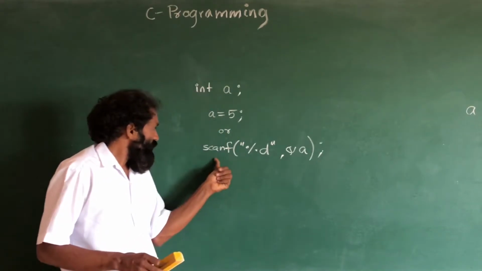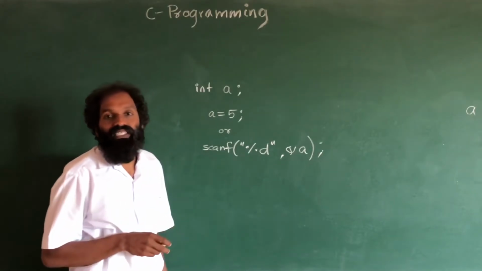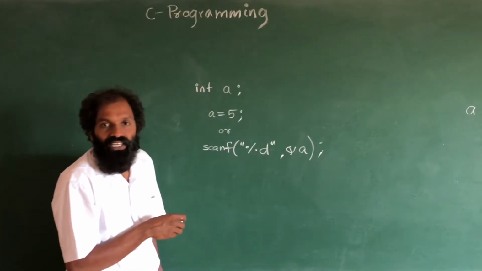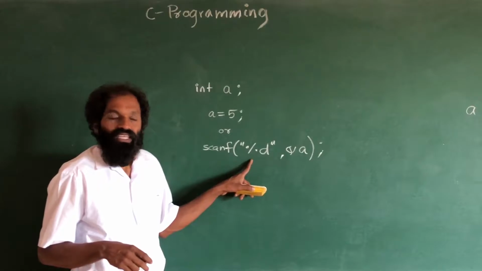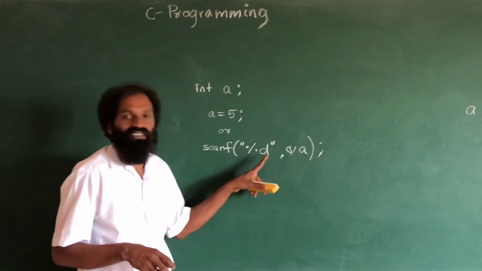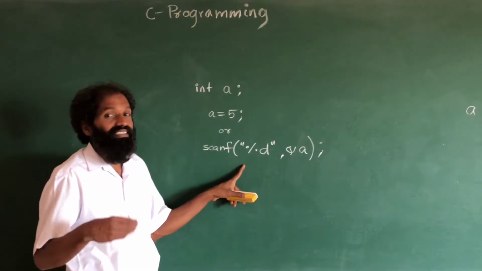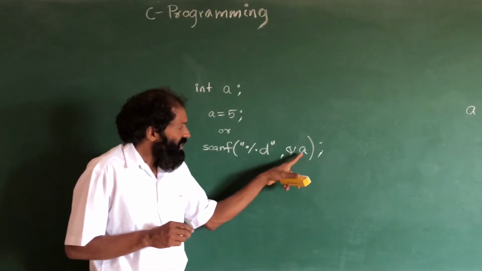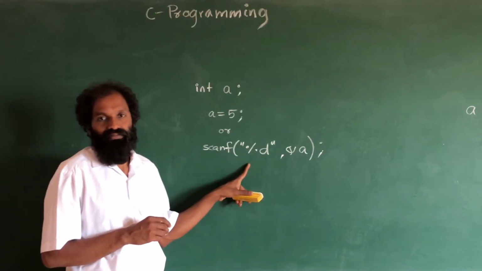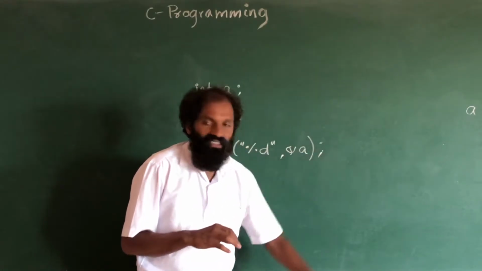This is called scanf. Here %d is called a format specifier. As A is an integer variable, we have to write %d. If it is a floating point variable, %f. If it is a character variable, %c. If it is a string, %s. Like that it changes. So here, A is an integer variable, that is why we have to write %d. Whatever number you type will be stored in the location.